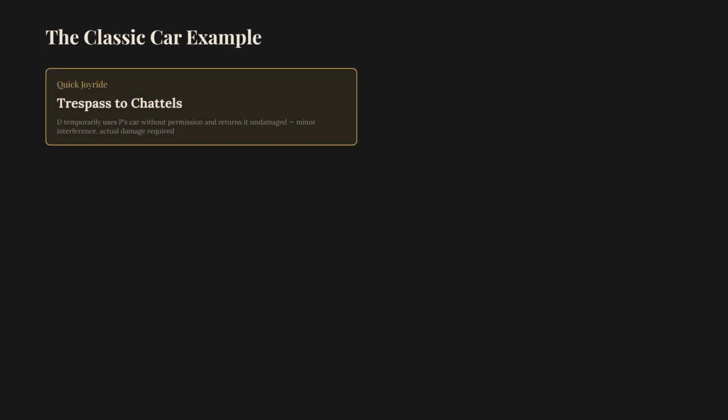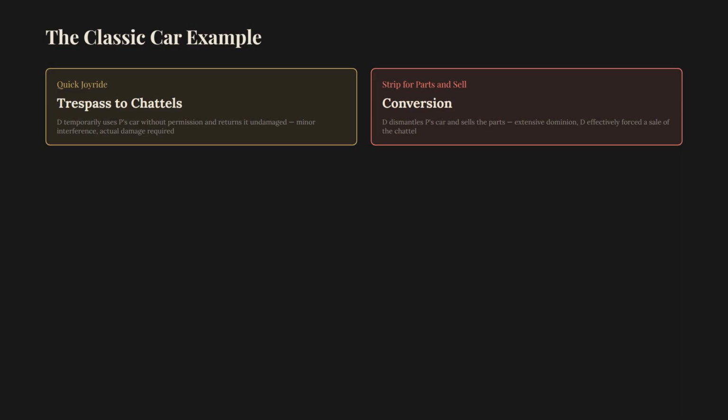A quick joyride in P's car is trespass to chattels, but strip the car for parts and sell them, and that's conversion. The remedy for conversion is full fair market value at the time of the conversion.